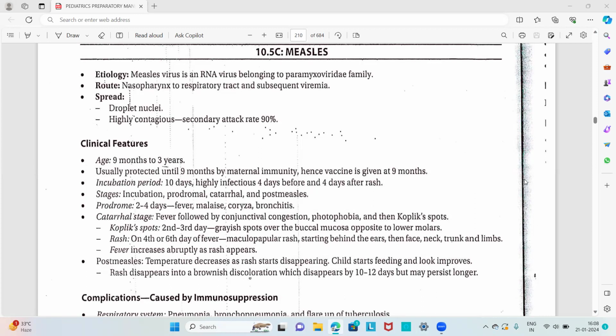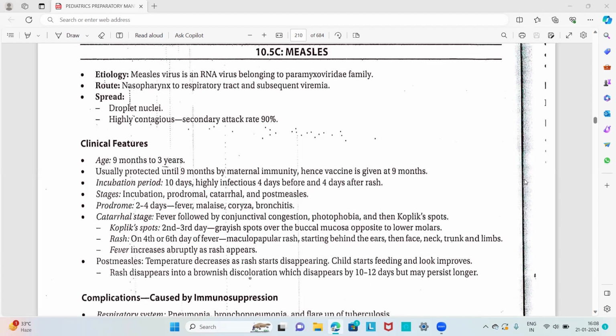About measles: measles is a viral disease. The measles virus is an RNA virus belonging to the Paramyxoviridae family. The route of infection is through the nasopharynx to the respiratory tract, with subsequent viremia. The spread is by droplet nuclei, and it is highly contagious; the secondary attack rate is 90%. That is, from an infected person to a normal human, the secondary attack rate is about 90%. That is measles.